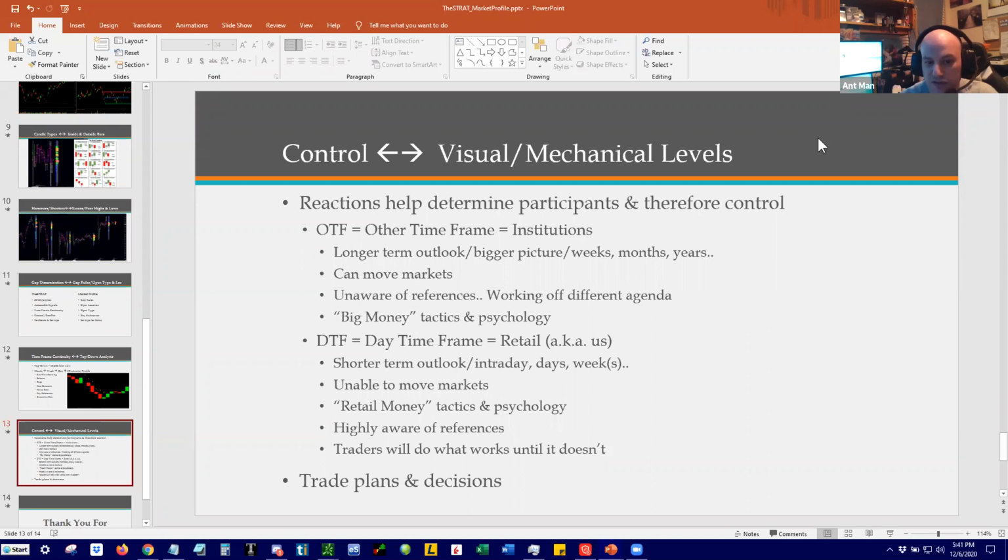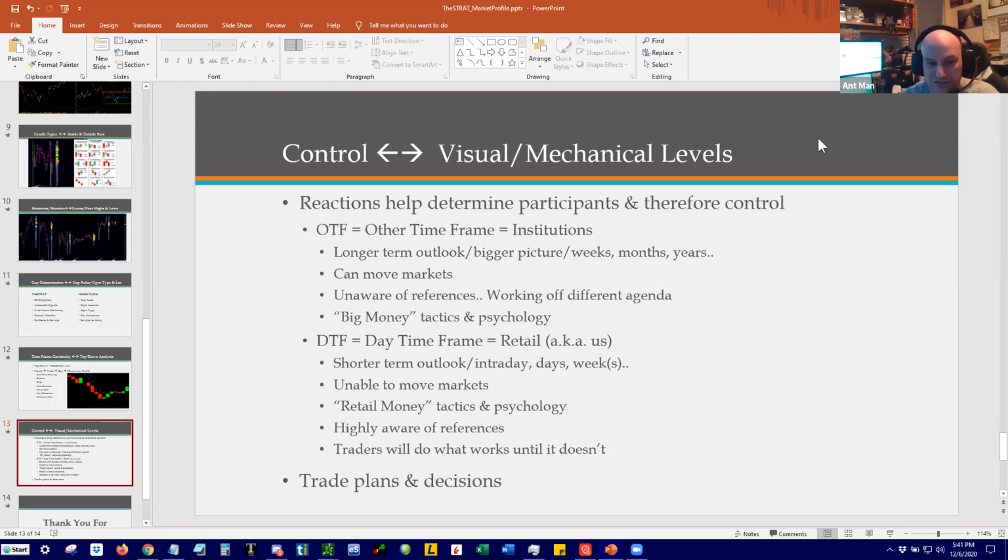You have the OTF, which is the other time frame, which are institutions. They have a longer term outlook, bigger picture: weeks, months, years. This is the money that can move the markets. This is the money that you want to be behind. You want to ride their coattails on a trending move.